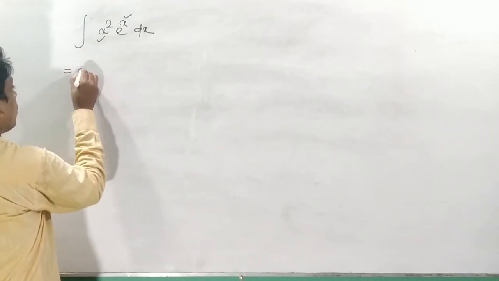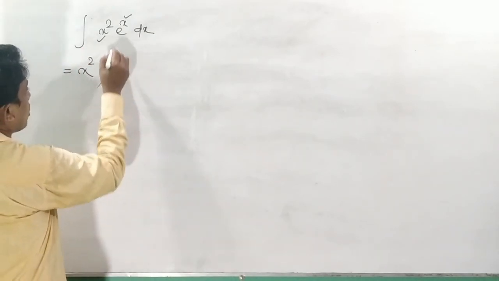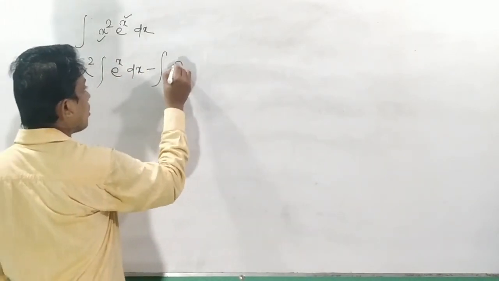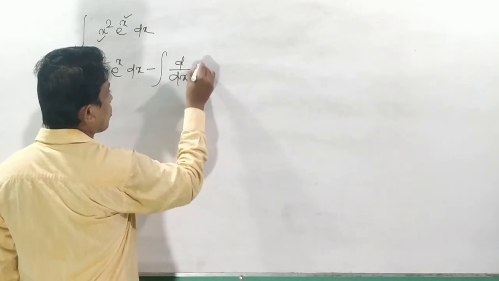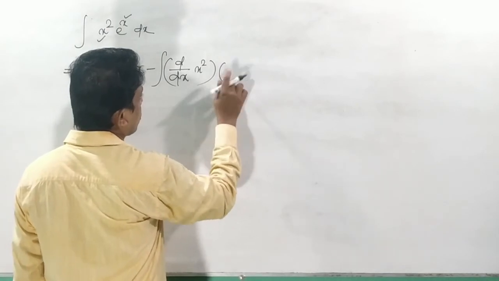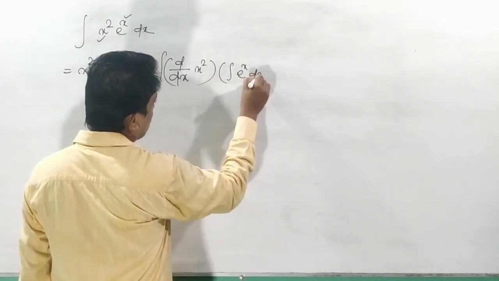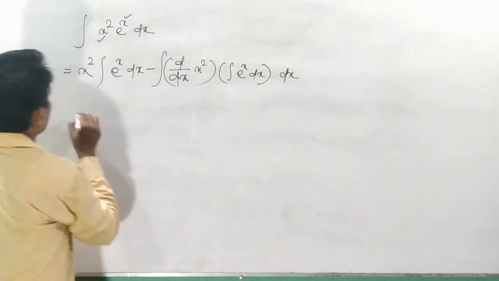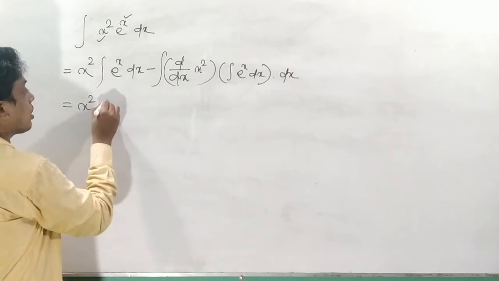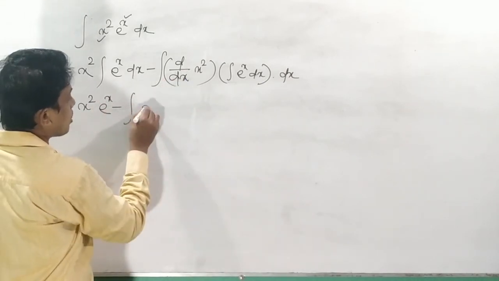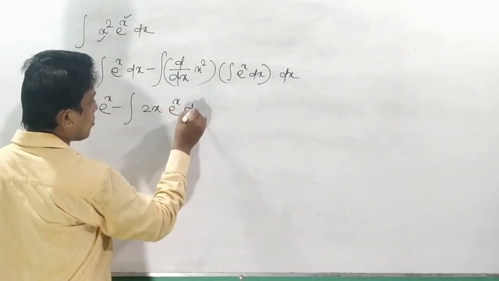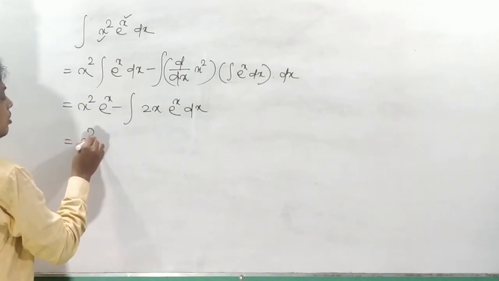Now it will be x square, first function, into integration of second function into dx, minus integration of derivative of first function, which is x square, into integration of second function e to the power x into dx, whole into dx, which is now x square, the integration of e to the power x is your e to the power x, minus the derivative of x square is your 2x into the integration of e to the power x, which is your e to the power x into dx. Then x square into e to the power x.